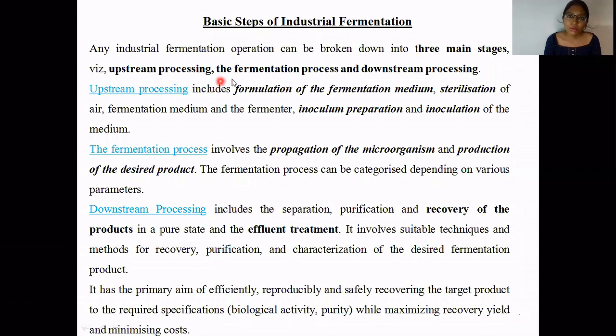So in upstream processing, we are going to follow certain steps. What are those steps basically? They are the steps which help the microorganisms make the product that we desire. Upstream involves providing a certain medium, because that medium is going to act as a carbon source, nitrogen source, or whatever source is required by the microorganisms for production of our desired product. Once the upstream part is over, we come to the next part, the fermentation process.